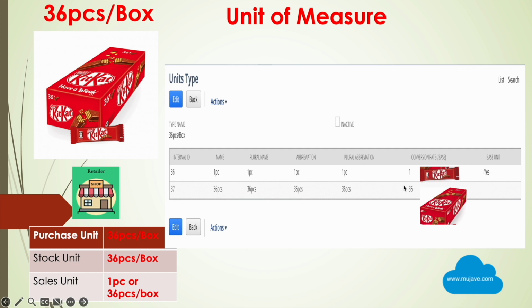And in the second line you can see the conversion rate is 36, because if we sell 36 pieces then it will be considered as 1 carton by NetSuite. This is what is called the conversion rate.